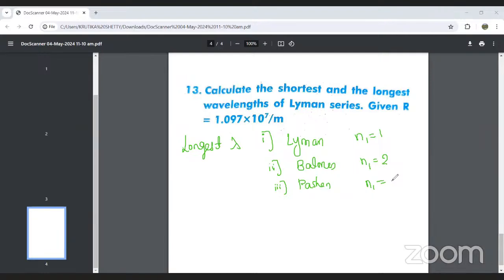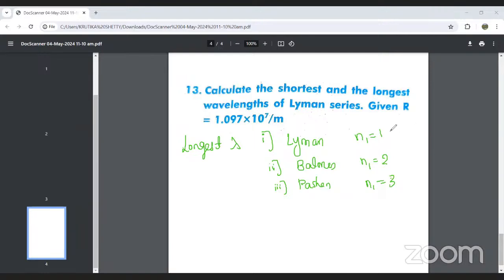Bracket P fund, right? Or Passion P fund. P fund is 5. Bracket and Passion, which is 3, which is 4. Yes, 3. Okay, so for the Passion series, n1 is equal to 3.